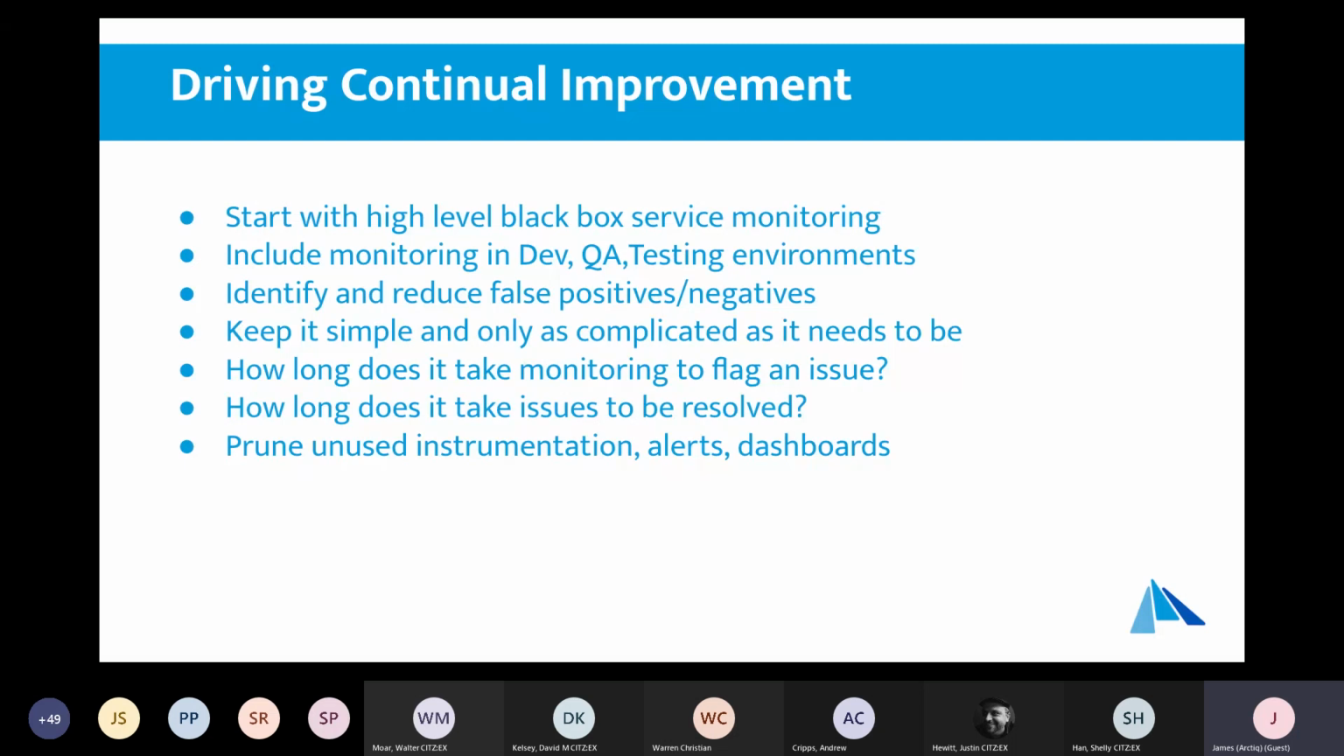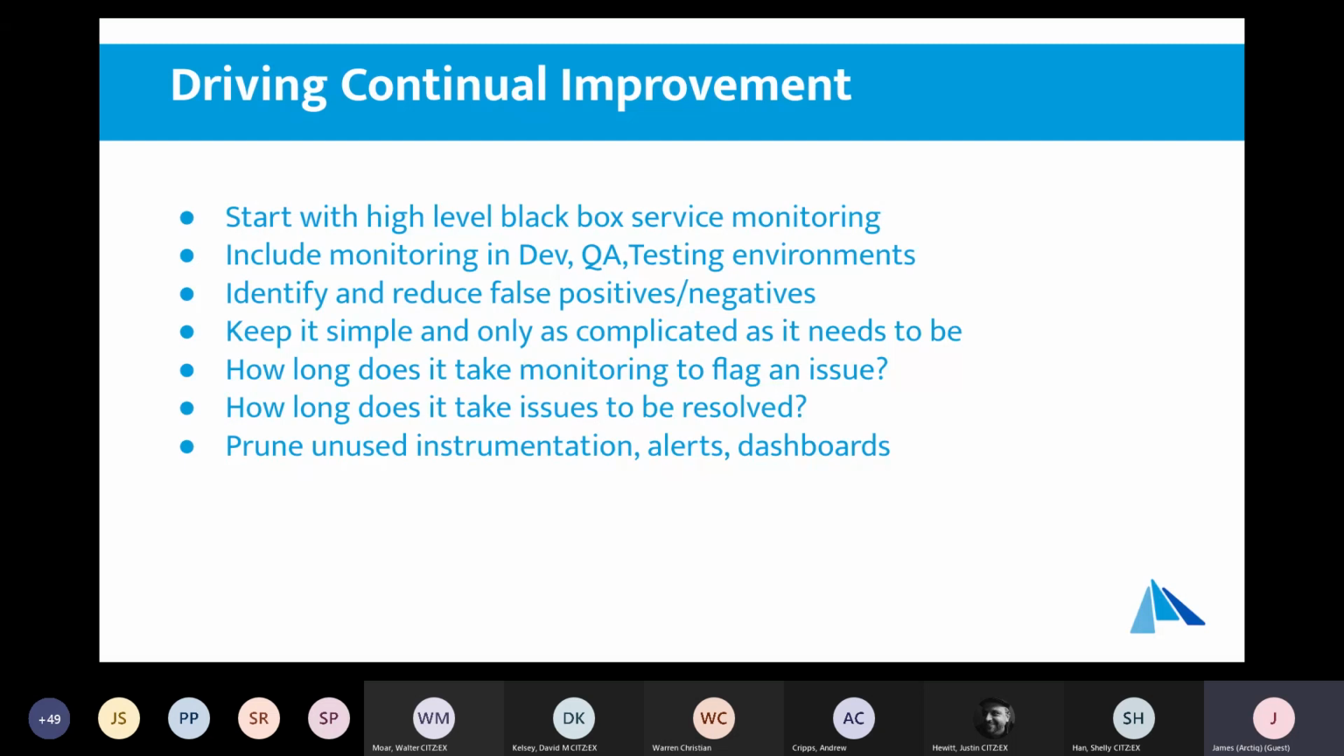And keep things simple. If your monitoring is getting complicated and brittle, and you have to keep going back to it and changing it, you shouldn't have to rejigger your entire monitoring every time you make a service update. And also finally, make sure that you know that monitoring isn't free.